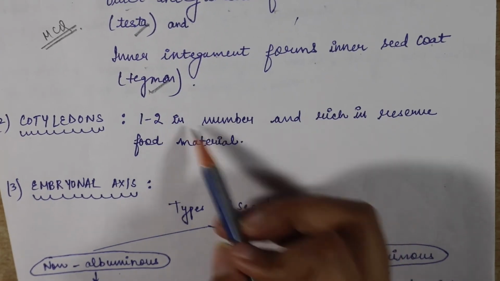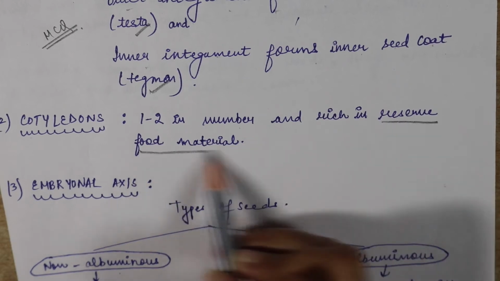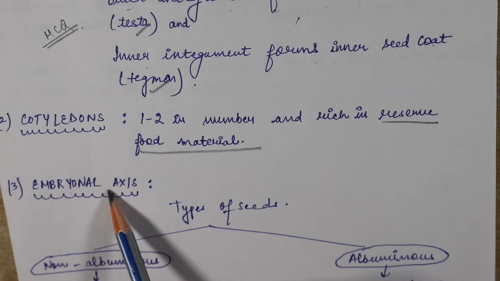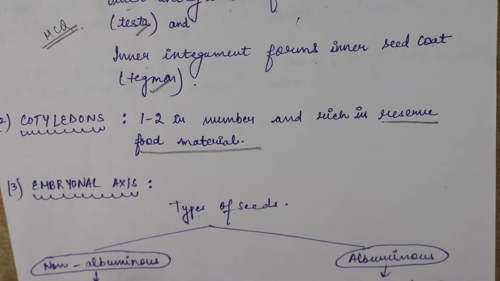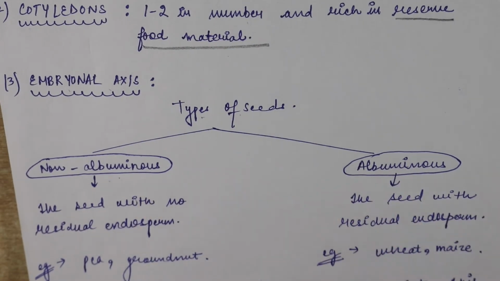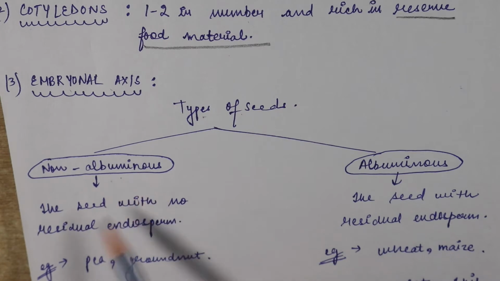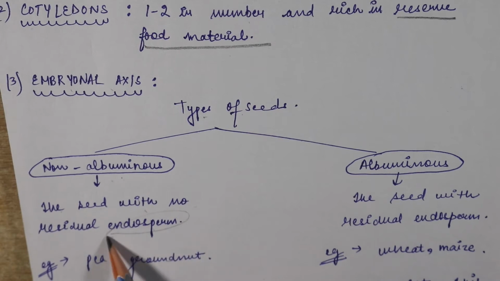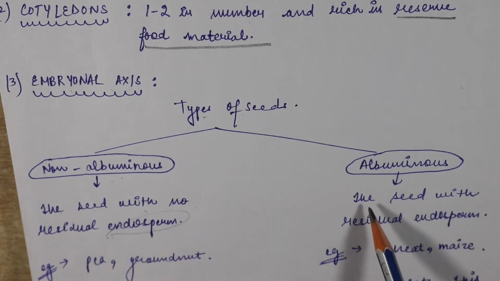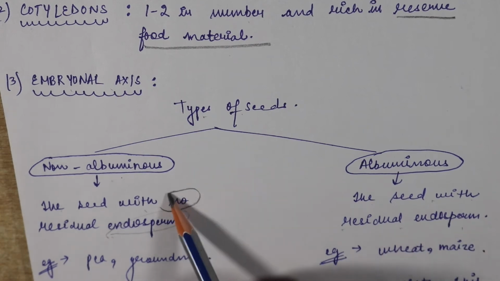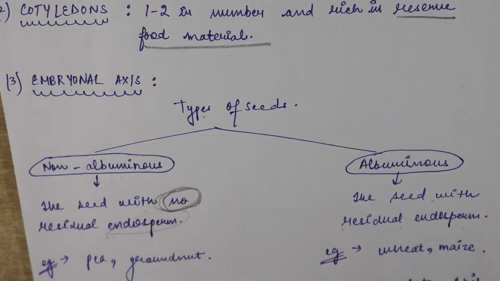Coming up to the next, cotyledons. They are also 1-2 in number and rich in reserve food material. Then coming up to the next, which is the embryonal axis. So there are two types of seeds, non-albuminous and albuminous. What are non-albuminous? The seeds with no residual endosperm. And albuminous means the seed with residual endosperm. Here there is no residual endosperm and here is the residual endosperm.